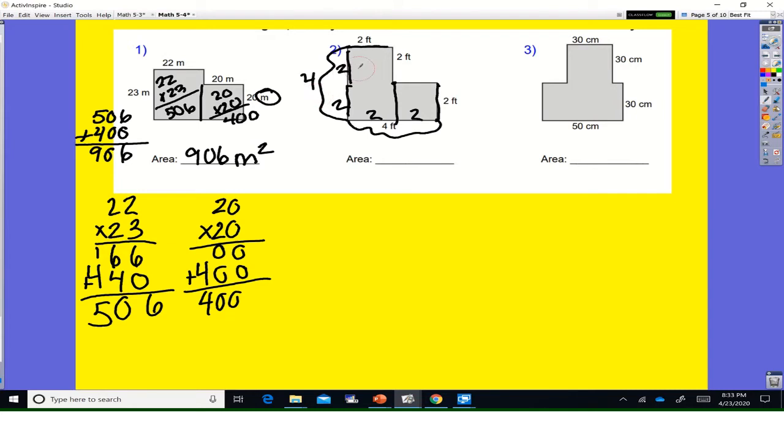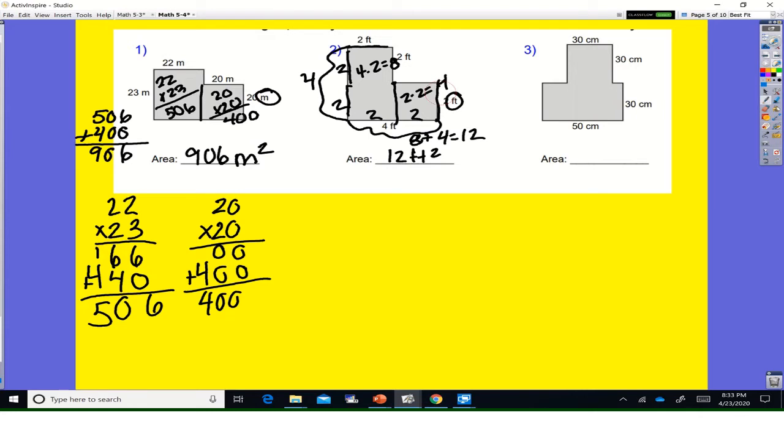So I'm going to find the area of this rectangle here, which is 4 times 2, which gives me 8. And of this square here, which is 2 times 2, gives me 4. 8 plus 4 gives me 12. Now that I've added them up, because we found the area of this and this, that gives me 12 feet squared. Now I got feet because right there that tells me feet.